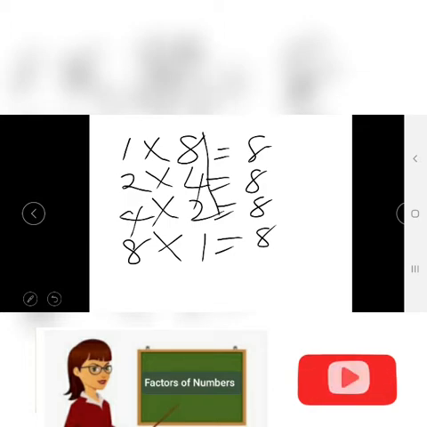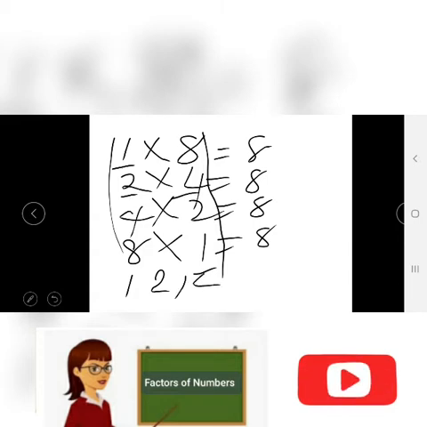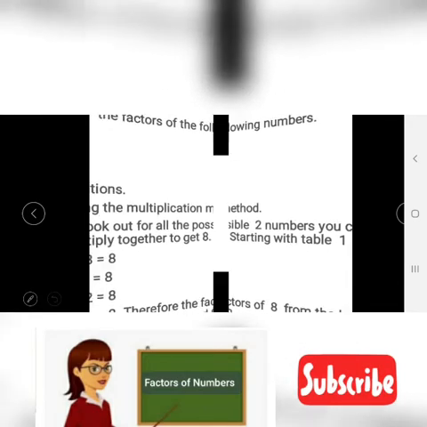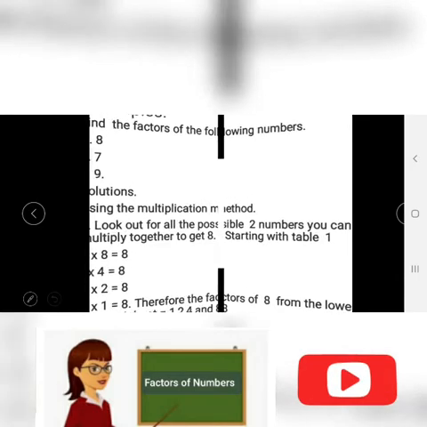So in this multiplication series, which one is the lowest? I can say that we have 1. You know what? We have 2 ones, but you're going to just pick 1. So we have 1, followed by 2, followed by 4, followed by 8. So 1, 2, 4, and 8 are factors of 8. Let's check it. So 1, 2, 4, and 8 are factors of 8. Can you see them? Okay.